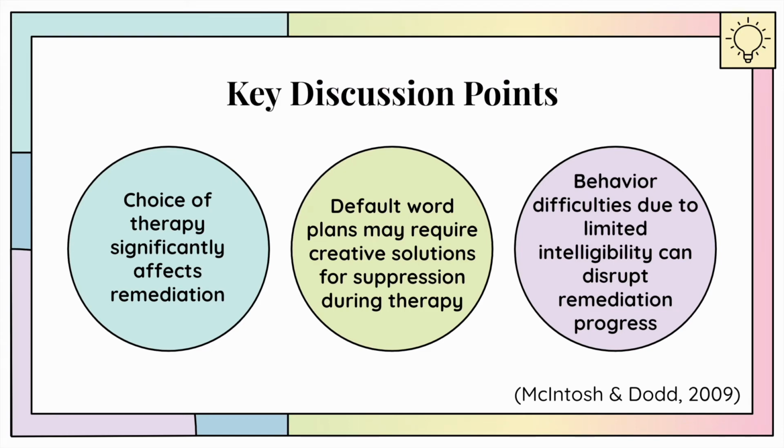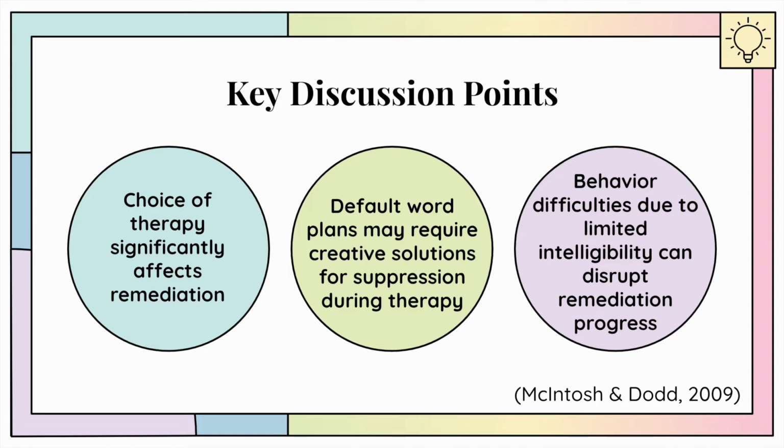So the most significant takeaway from McIntosh and Dodd's research, as was previously mentioned, is simply that the core vocabulary approach is effective at remediating inconsistent speech disorder. Even though progress was varied between the clients, all participants had positive outcomes from the intervention. Here are 3 other key points that were addressed in the article as well.